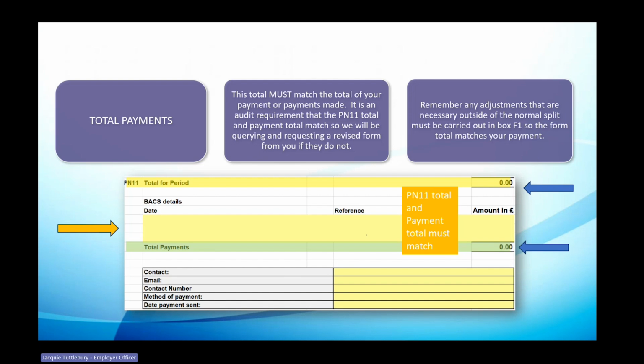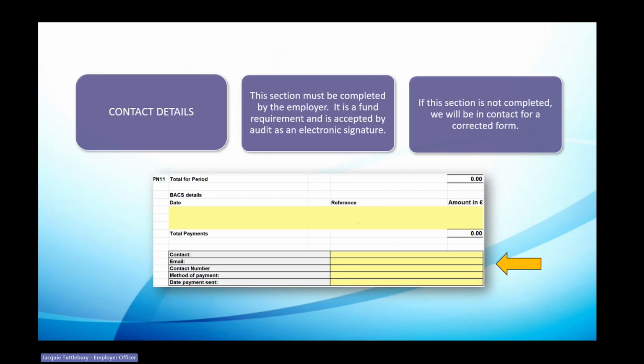Then we move on to the contact details. In this section, you do need to complete all of your contact details. The reason for this is it's accepted by our auditors as an electronic signature from employers that the information is correct. It also provides us with the contact details for the individual whom we need to contact in the event of any discrepancies that we might encounter. So we ask you to fill that in.